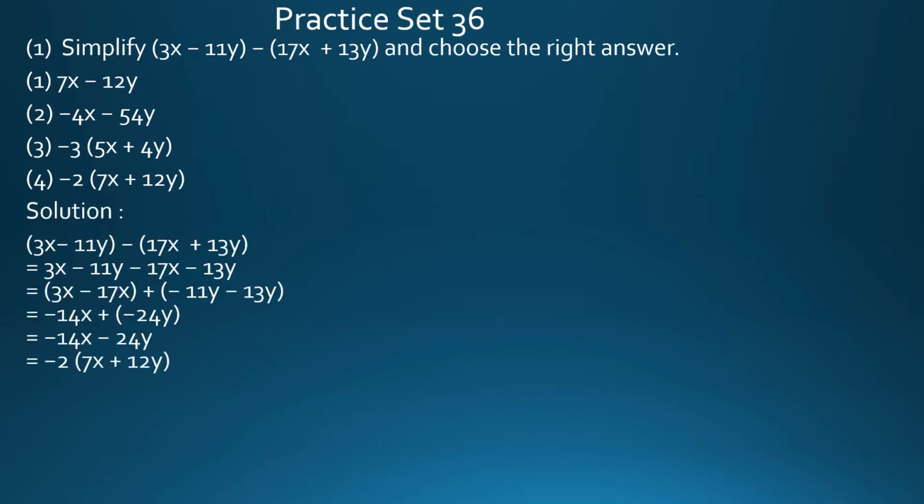Solution: (3x minus 11y) in one bracket minus (17x plus 13y) in the second bracket is equal to, in the second step we are going to open all the brackets.